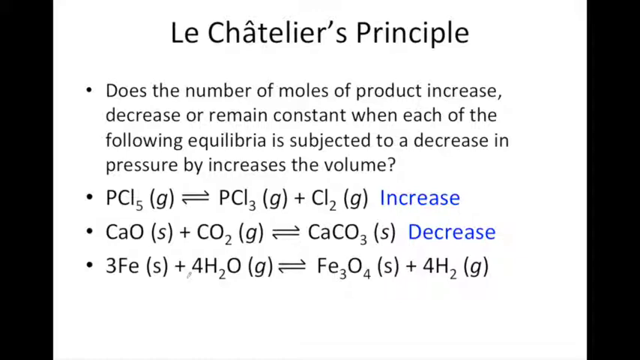And finally, if we look at this one, we have 4 moles of water vapor over here and 2 moles of hydrogen. Again, we want to focus only on the gas. So our moles are the same. So if we change the volume and the pressure, well, which way will it shift? It's not going to shift either way. So in this case, it would remain the same since we have the same number of moles of gas on the product and reactant side.